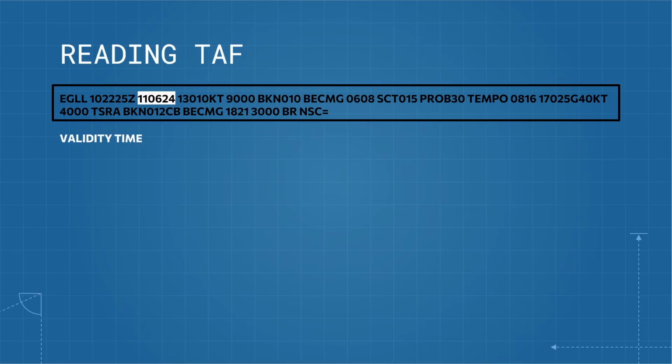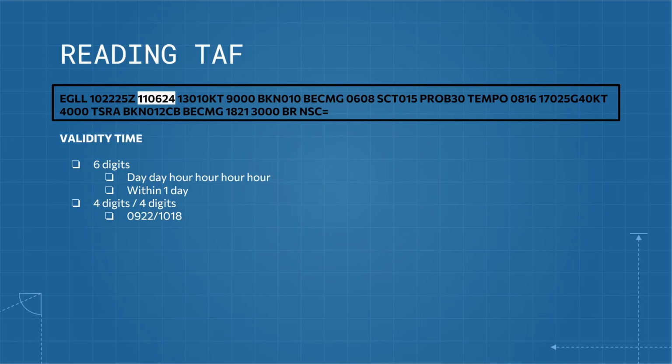The first is as shown in the example, 6 digits in the format of day, day, hour, hour, hour, hour. So in this example, the TAF is valid from 0600 Zulu to 2400 Zulu on the 11th day of the month. This format is only suitable when TAF is valid within one day. If the TAF extends over multiple days, the format 4 digits /4 digits is used.